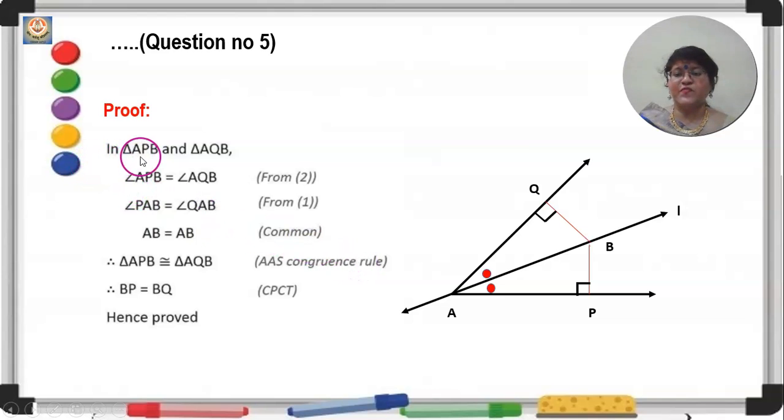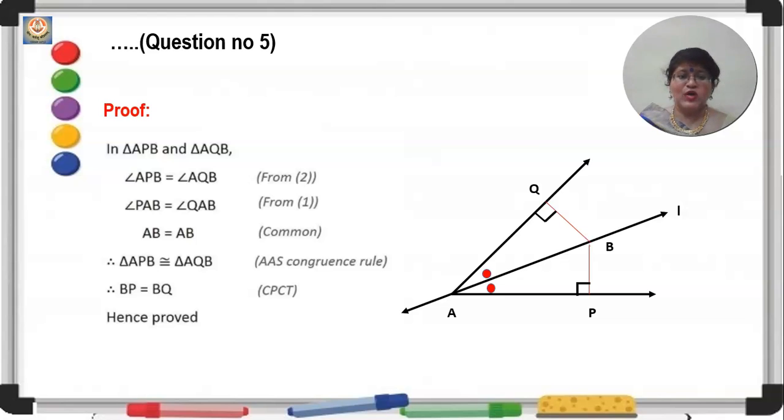Students, you will start off by writing the name of the two triangles and take care that all the elements of triangle APB will be written below that, and the elements of triangle AQB you have to mention it below. Therefore, the two triangles are congruent by AAS congruence rule, and therefore BP is equal to BQ because corresponding parts of congruent triangles. Now, these two triangles, could you prove them congruent by RHS congruence rule?